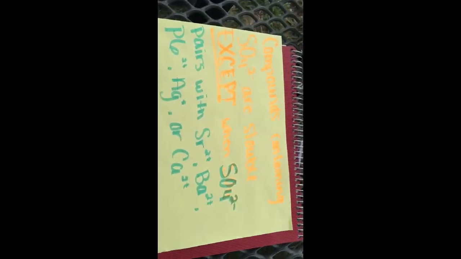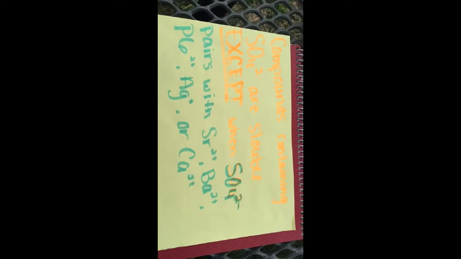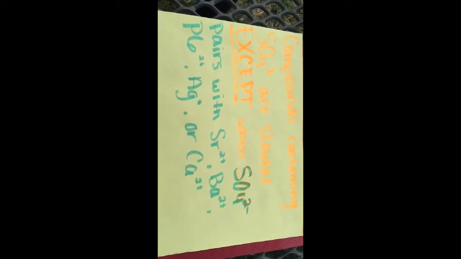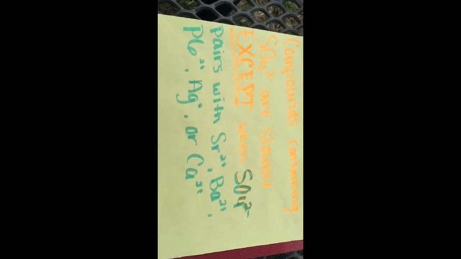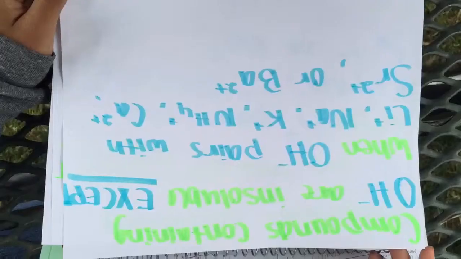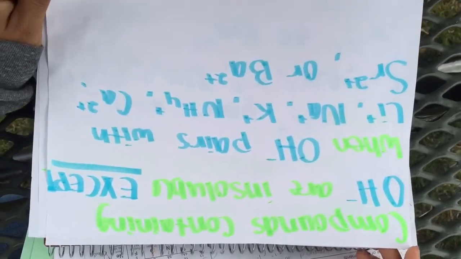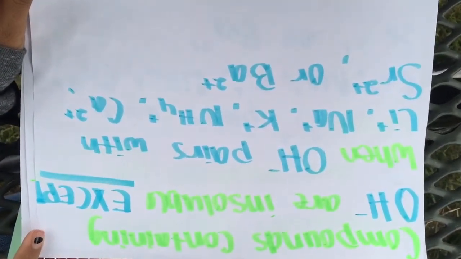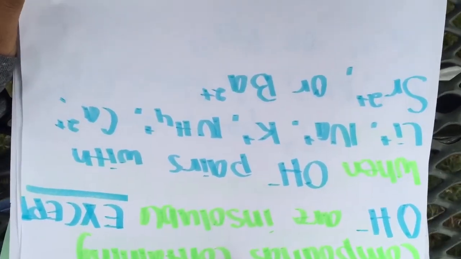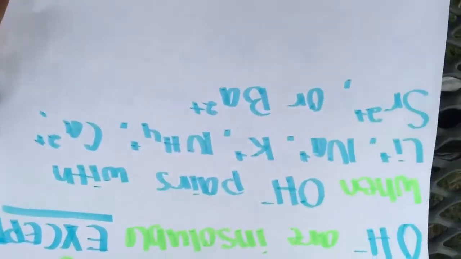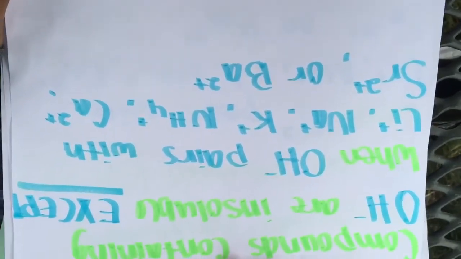Compounds containing SO42- are soluble except when SO42- pairs with strontium, barium, lead, silver, or calcium. Compounds containing OH- or hydroxide are insoluble except when hydroxide pairs with lithium, sodium, potassium, ammonium, calcium, strontium, or barium. And this rule is in the middle because this rule can be slightly soluble.